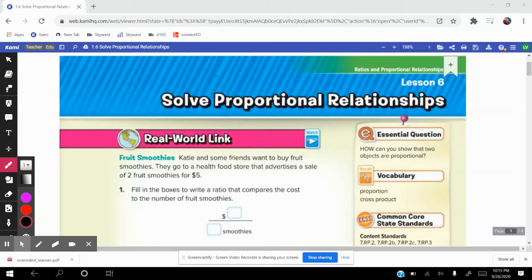So today we're going to be discussing Lesson 6 in Chapter 1, Solve Proportional Relationships. The essential question is, how can you show that two objects are proportional? Vocabulary is proportion and cross products. This is located in your math book on page 55.